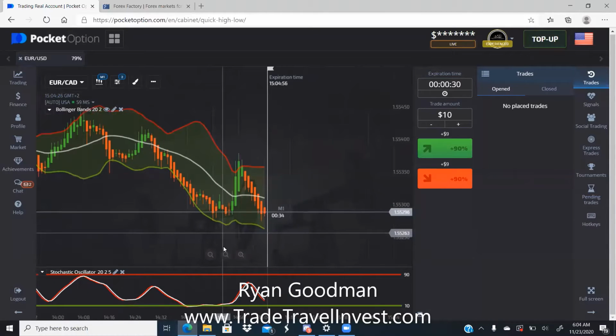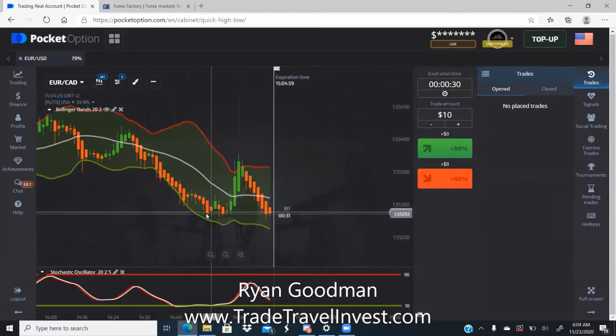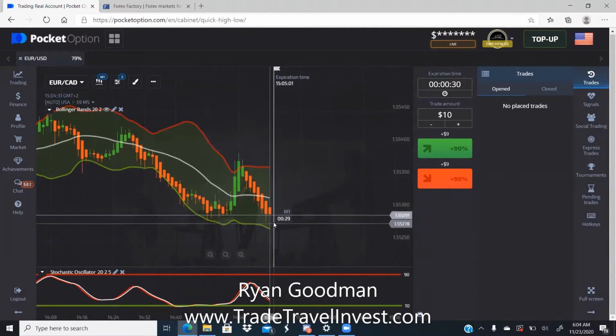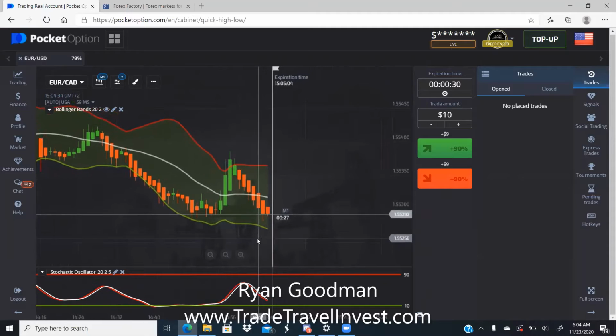It's just a matter of time before we see that reversal happen, which I think is going to happen right here, because we have a double bottom where we bottomed out right here and also right here. So we have a potential reversal coming here.